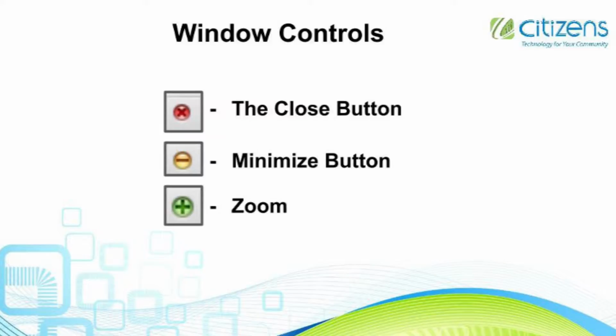And then your green button with the plus sign is your zoom. So if your window is really small and you want to make it bigger, you can click that button and it will make the window as visible as it possibly can. So that's what the zoom is.